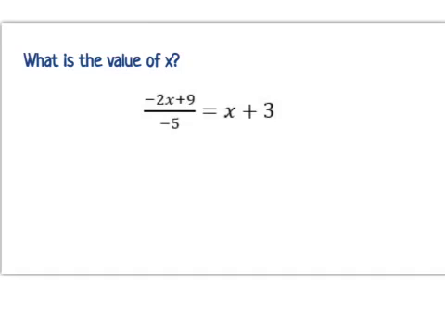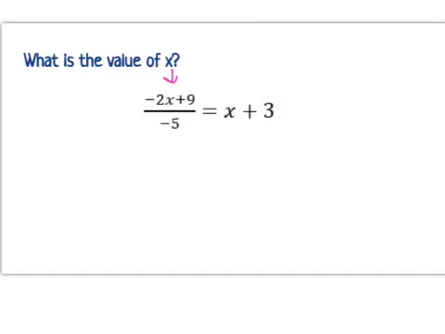This is a review of standard 8.EE.7 working with multi-step equations. So for this first problem, I want to find the value of x. Now when I look at the left side, I have a lot of things in the numerator. So before I can find x, I need to get rid of this denominator. I need to get rid of the -5.